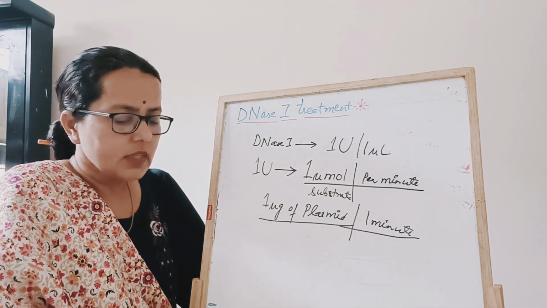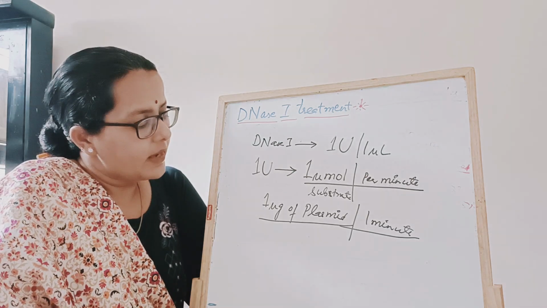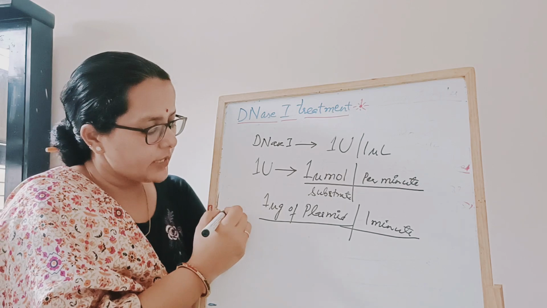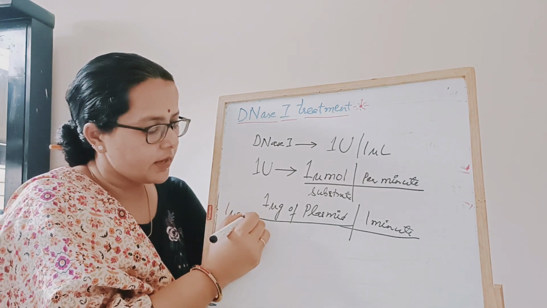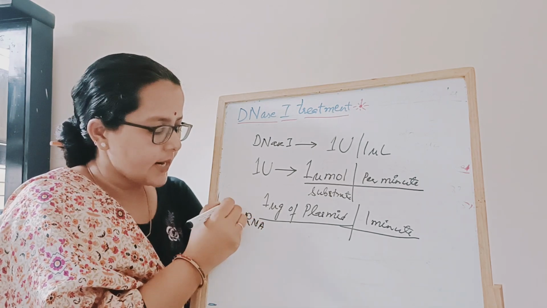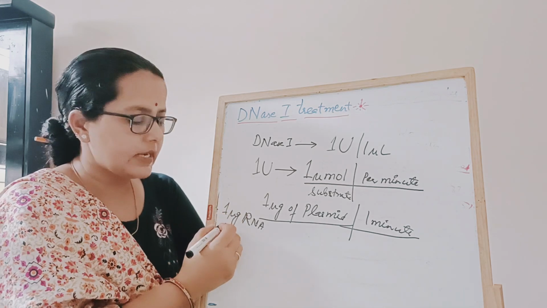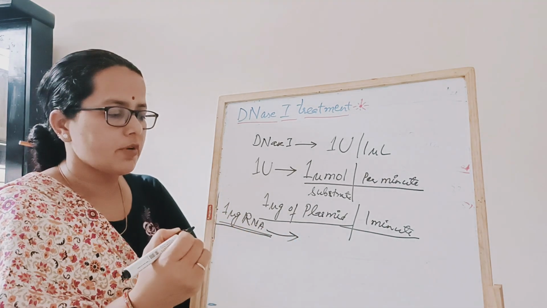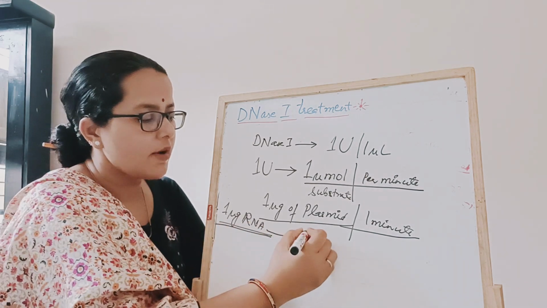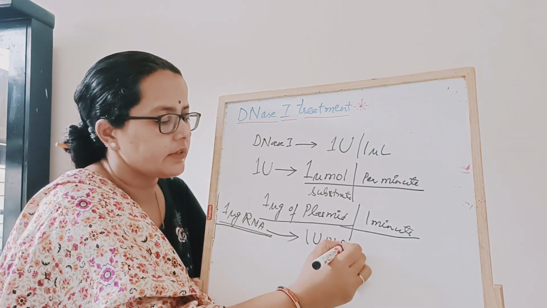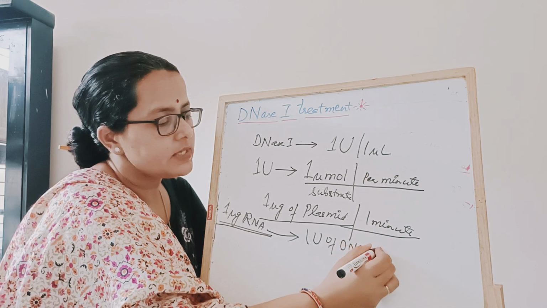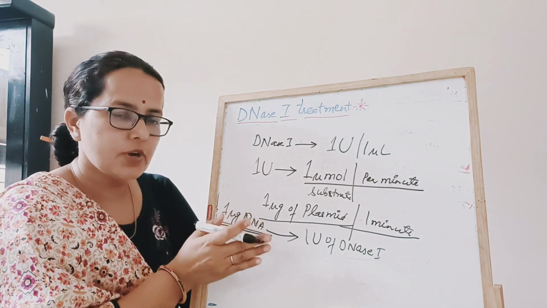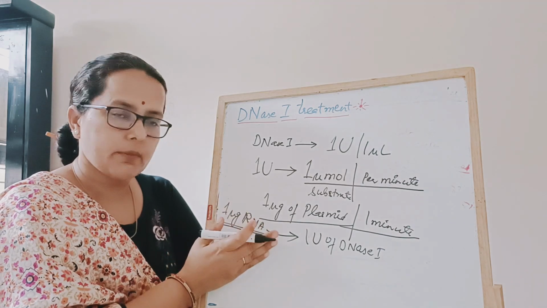That is your enzyme activity. So 1 unit means, whenever you are taking 1 microgram of your RNA, considering that it has a good amount of DNA, and you want to treat this 1 microgram of RNA with the DNase I, you have to use 1 unit of DNase I. So for the treatment of RNA, you have to take 1 microgram of RNA.